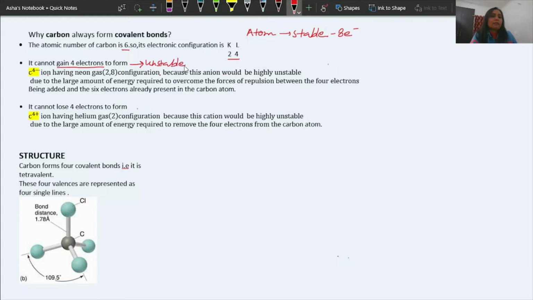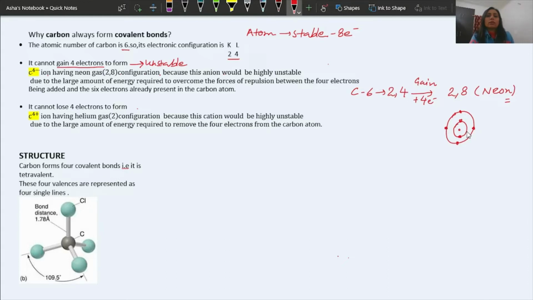Why? Let us see. The electronic configuration of the carbon, whose atomic number is 6, is 2, 4. After gain of 4 electrons, it will become 2, 8, just like neon configuration. If we draw the structure, this is nucleus, first shell with 2 electrons, and second shell with the 4 electrons, 1, 2, 3, 4.